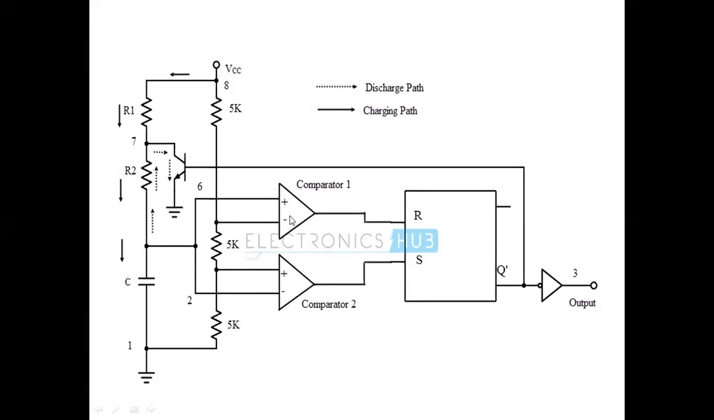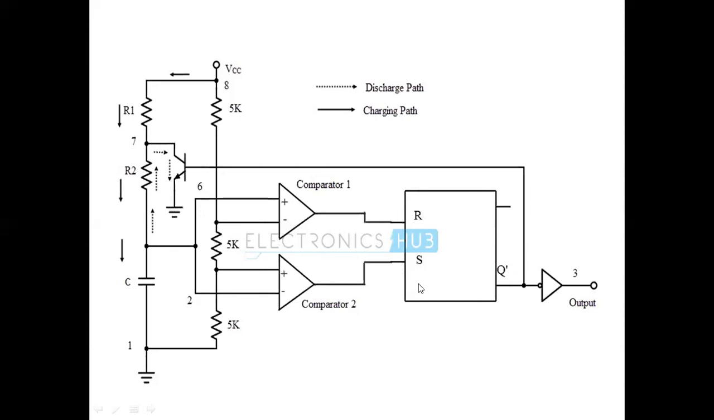So comparator 1 compares this voltage, that is 2/3 VCC, with the voltage at pin 6. And similarly, comparator 2 compares the reference voltage, 1/3 VCC, which is provided by the voltage divider network, with the voltage at pin 2. So that is about the comparison process of comparator 1 and 2.